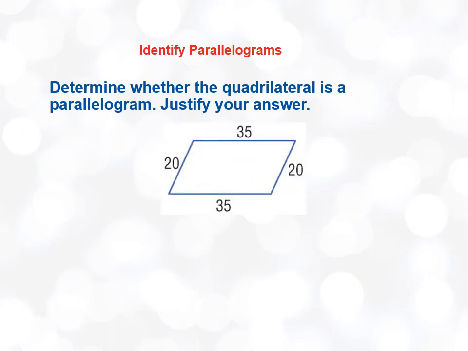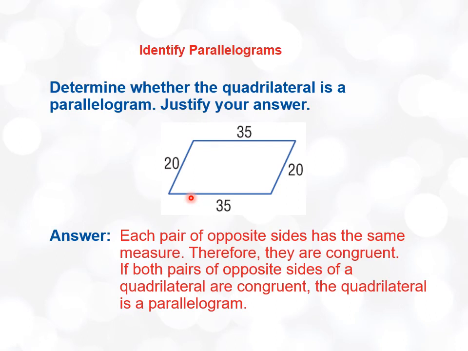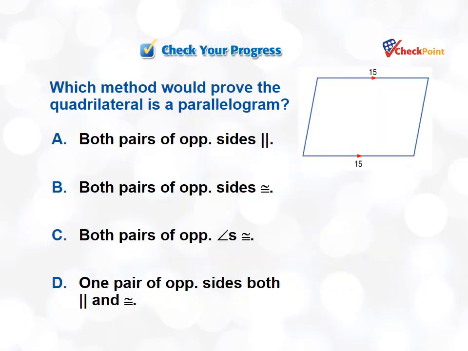Identify parallelograms. Determine whether the quadrilateral is a parallelogram and justify your answer. Look at this, the opposite sides are provided. This is 35 units, this is also 35. Opposite sides are 35 and this is also 20. So each pair of opposite sides has the same measure, therefore they are congruent. So if both pairs of opposite sides of a quadrilateral are congruent, then the quadrilateral is a parallelogram. So look at this. Here the answer will be D.